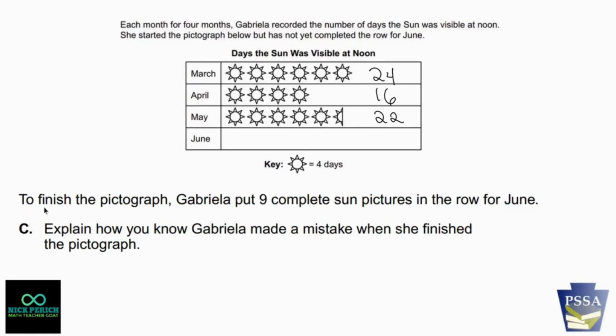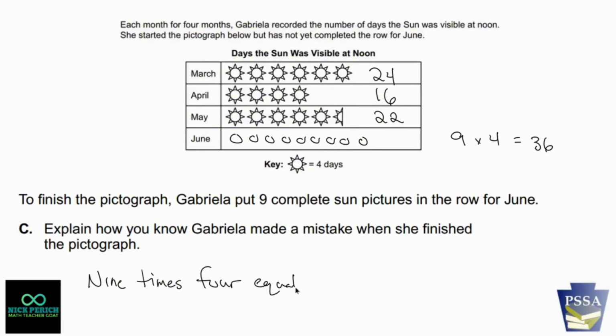Part C. To finish the pictograph, Gabriella put 9 complete sun pictures in a row for June. Explain how you know Gabriella made a mistake when she finished the pictograph. Well, if she's going to put 9 suns, 1, 2, 3, 4, 5, 6, 7, 8, 9, that means the way we would read that is we would do 9 times 4, which is 36. Well, I'll explain this in words. 9 times 4 equals 36 days. Yeah, what's the big deal?